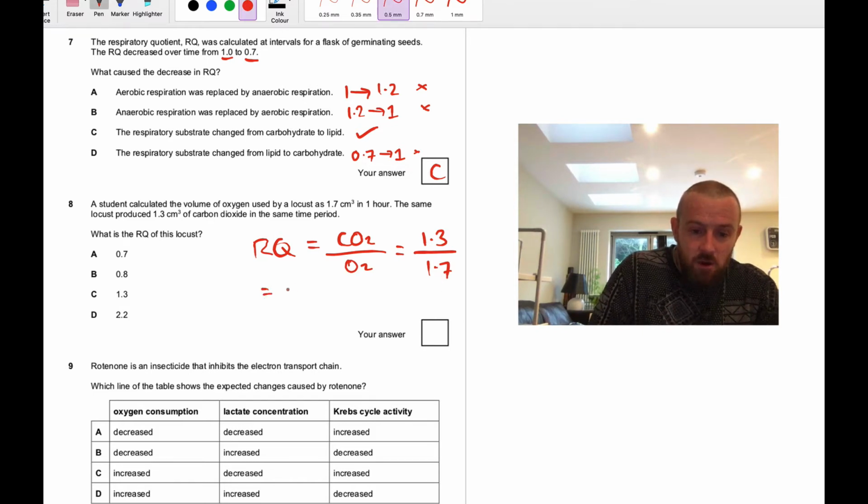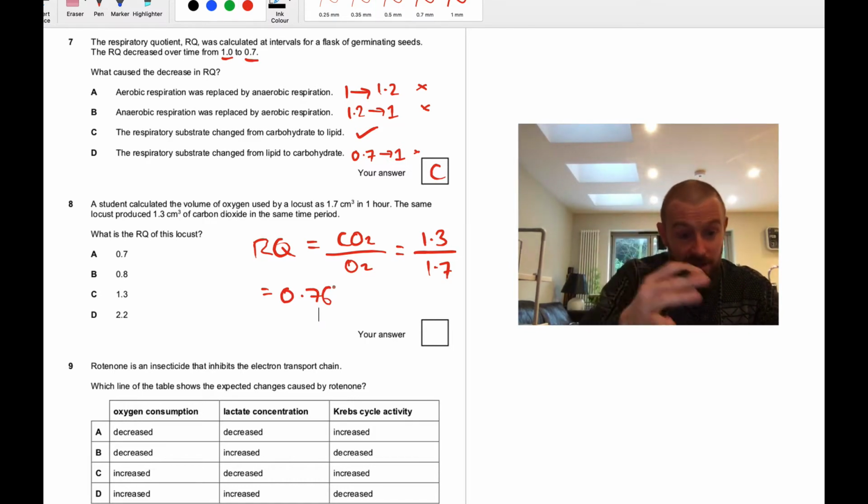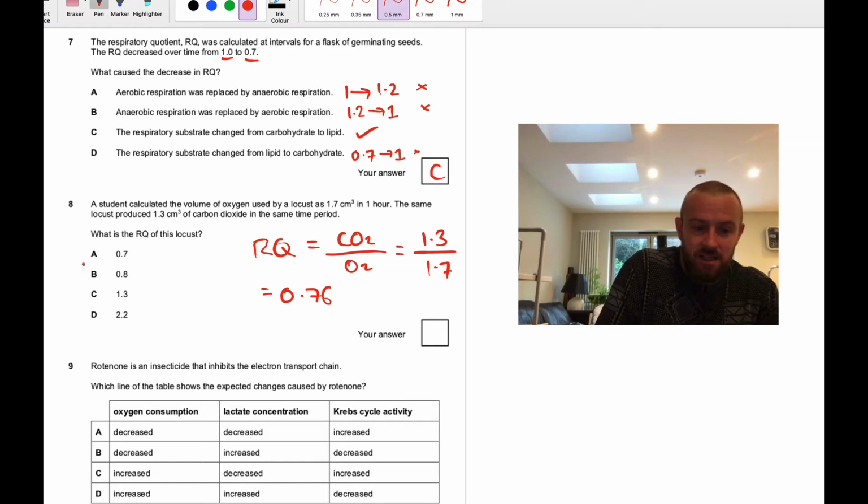So that's going to be 0.76. Now don't just quickly go, okay, 0.7 and make a rounding error. 0.76 rounds up to 0.8, doesn't it? Okay, so it's B.